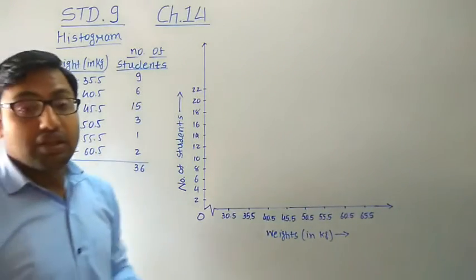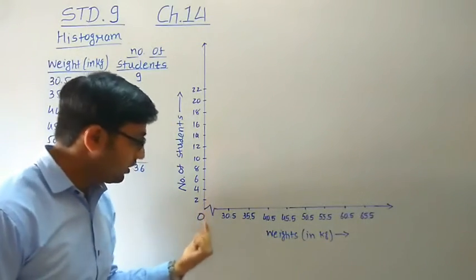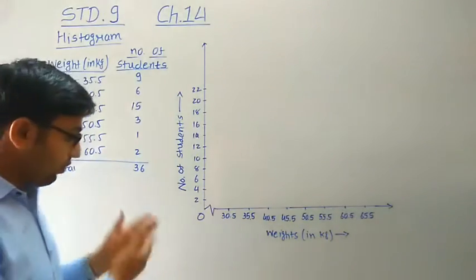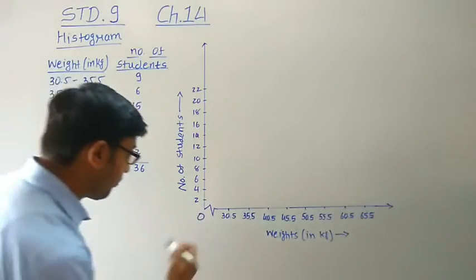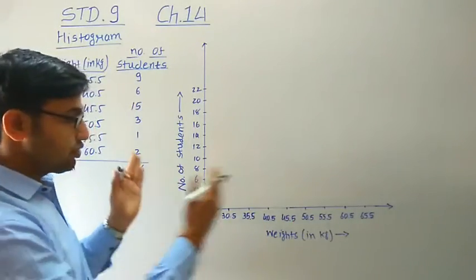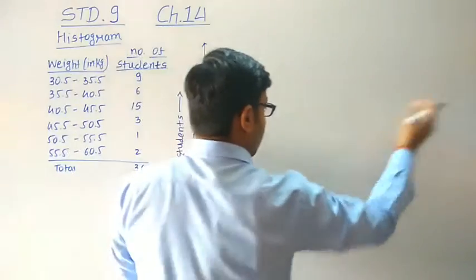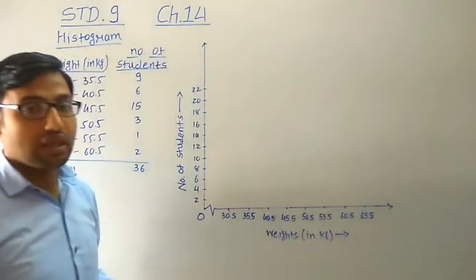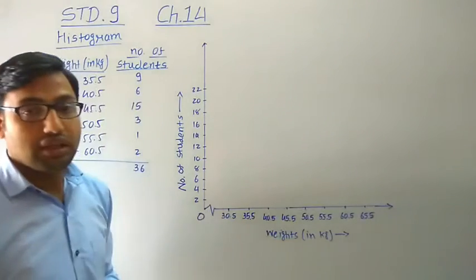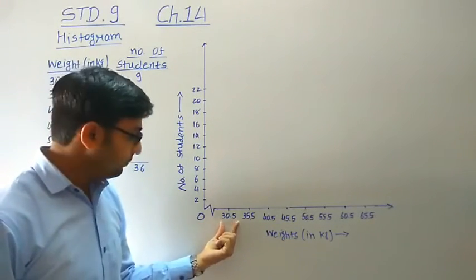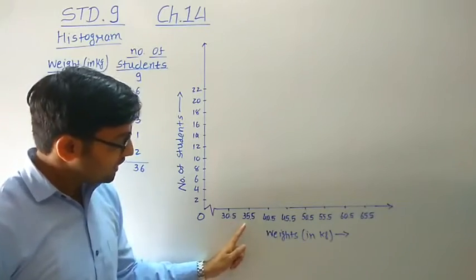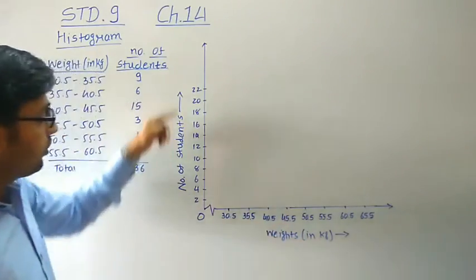One thing to know before proceeding: the symbol used here is a kink. Why do we use the kink? Because the weights start from 30.5. From 0, which is the origin, up to 30 there is no weight. So that much of the graph remains empty, and our actual graph starts from this point. What about this blank space? To solve that problem, we use the kink here. Now we can write the values from 30.5, 35.5, 40.5, 45.5. So here the scale is maintained, and here also we have to maintain the scale.